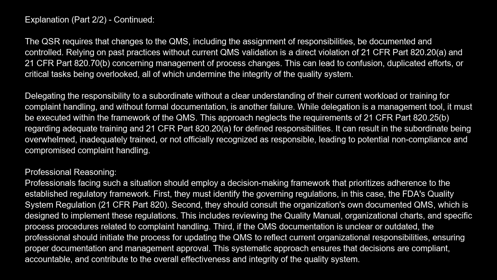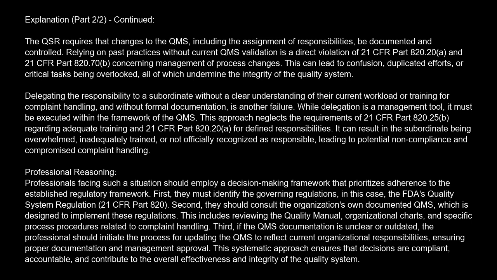Professional reasoning. Professionals facing such a situation should employ a decision-making framework that prioritizes adherence to the established regulatory framework. First, they must identify the governing regulations. In this case, the FDA's Quality System Regulation, 21 CFR Part 820. Second, they should consult the organization's own documented QMS, which is designed to implement these regulations. This includes reviewing the quality manual, organizational charts, and specific process procedures related to complaint handling.